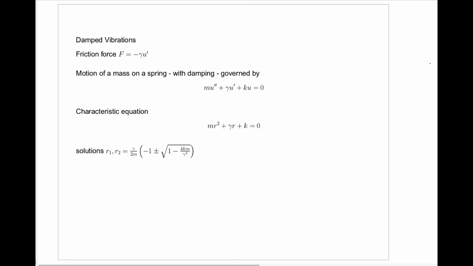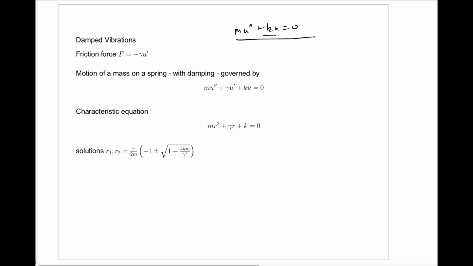We would now like to talk about the same sort of problem as in the last video, about the motion of a mass on a spring, a vibrating system, only now we'll put in some sort of damping. This would normally come from friction in the system, and of course in any real vibrating system there will be friction. Remember when we had the differential equation mu double prime plus ku equals 0, this was assuming that the only force acting on the object came from the spring.